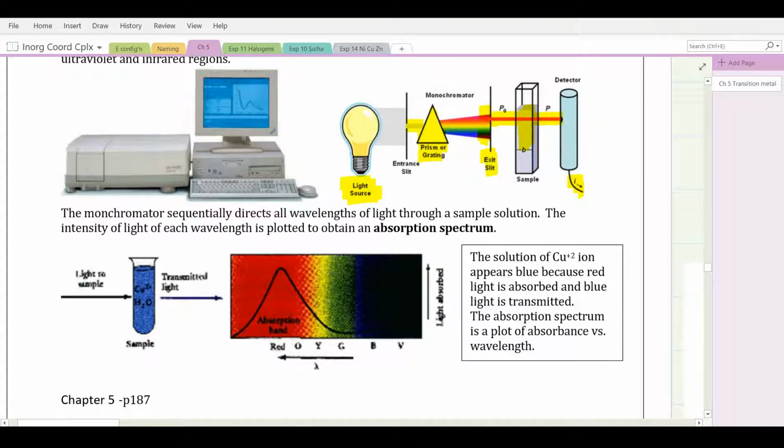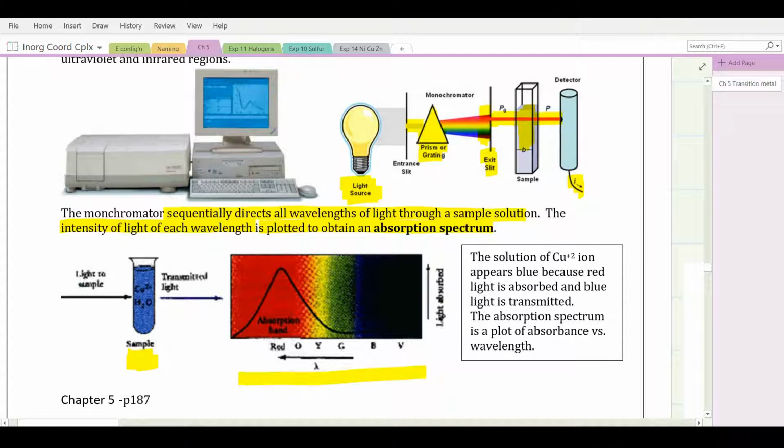Even before we measure the concentration of analyte in solution by directing a single wavelength of light through it, we sequentially direct all wavelengths of visible light through a sample solution. And the intensity of light of each wavelength is plotted on what's called an absorption spectrum, as you see below. So here is the absorption spectrum of copper-2 ion.